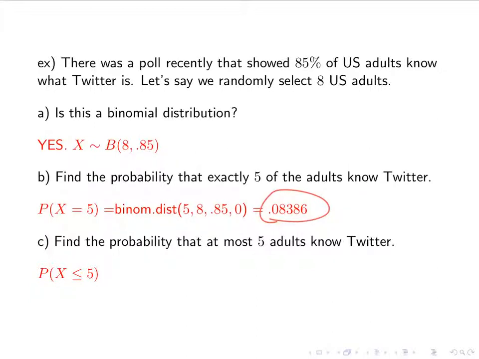But again, we don't have to actually do that because there's a really nice Excel formula for it. And that is binom.dist of 5, 8, 0.85, 1. So remember that 1 means it's going to add up 0 through 5.